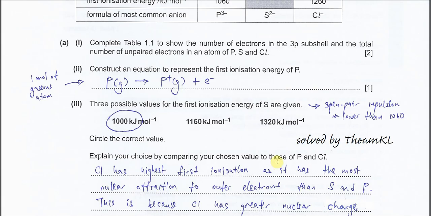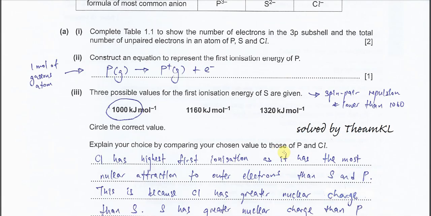Part 2. Construct an equation to represent the first ionization energy of phosphorus. Always start with a gaseous atom, must be 1 mole of gaseous atom. This is the definition: 1 mole of gaseous atom releases 1 mole of electrons to form 1 mole of gaseous ion. And you must put the state symbol, the gaseous state. So this is how you construct and give the equation. It's easy.